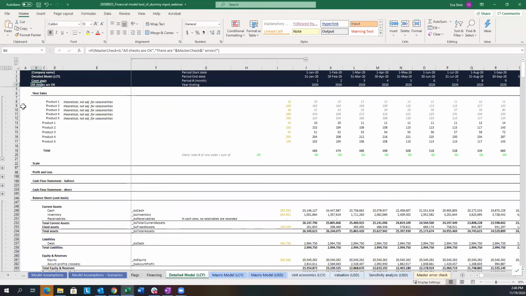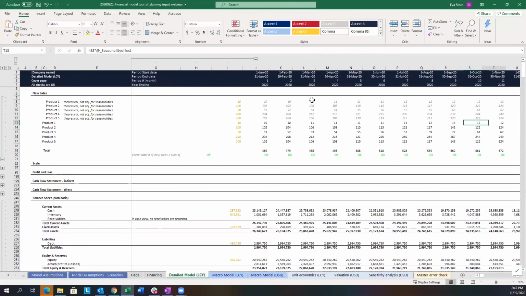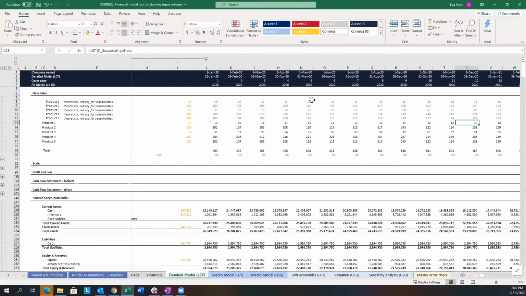of the new sales, you have first the theoretical projection of the new sales. So how much would you sell given the monthly growth rates that you indicated? And then these values are adjusted for the seasonality effect here. And then what you can see is the numbers are pretty much the same up to August. And then in September, we indicated a positive seasonality effect. Hence, instead of 12 units of product 1, you will sell 14 units of product 1. And in December, we indicated a negative seasonality effect. So instead of selling 13 units, you actually sell 10 units of product 1.